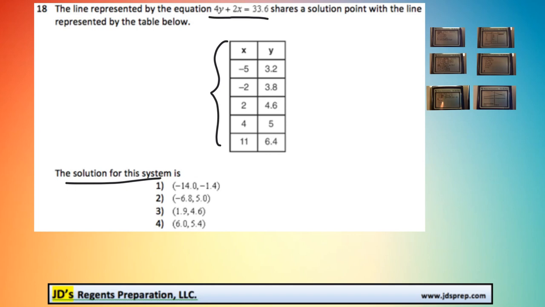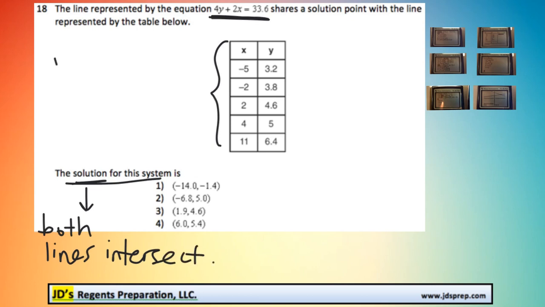So it's important to understand what they're asking in this question. Basically, we've got two different lines. One is given to us in this equation, and the second line is given to us in this table of values. Essentially, we're going to need to graph both of them, and the solution to the system is where both lines intersect each other. So where both lines intersect, that's the solution to the system.